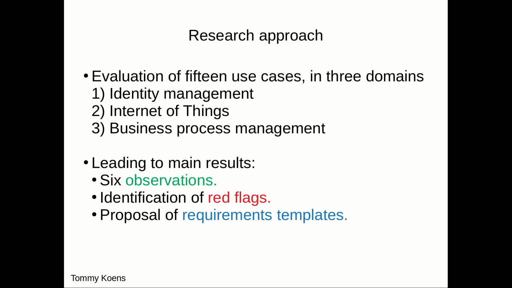So what we did in our research is a systematic evaluation of 15 use cases in 3 domains, namely identity management, the Internet of Things and business process management. We chose these 3 domains because they're quite common in the literature, in particular together with blockchain. And we also tried to select the use cases as randomly as possible to prevent a bias on our side.